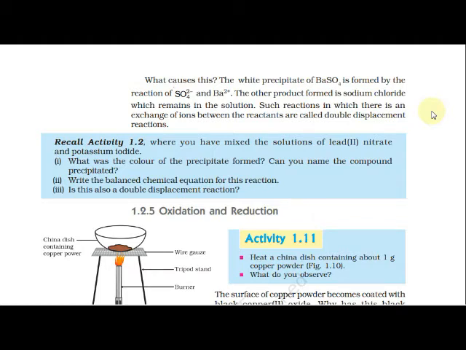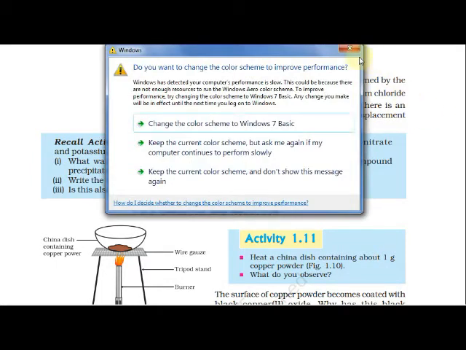Here recall activity 1.2, where you mixed the solutions of lead nitrate and potassium iodide. Two solutions were given, lead nitrate and potassium iodide, KI. What was the color of the precipitate formed? You have to do this activity at home. Can you name the compound of the precipitate? Write the balanced chemical equation for this.